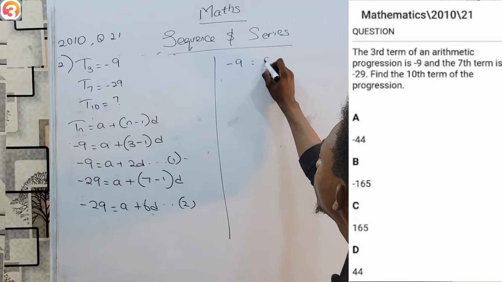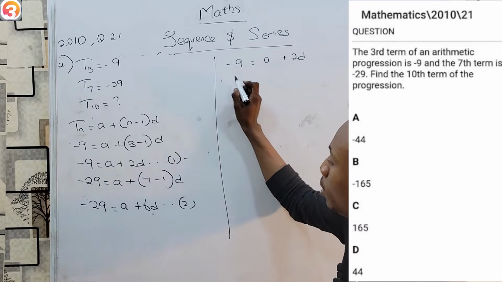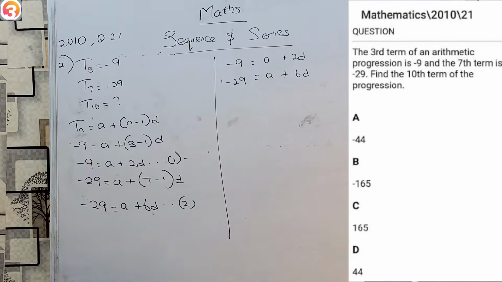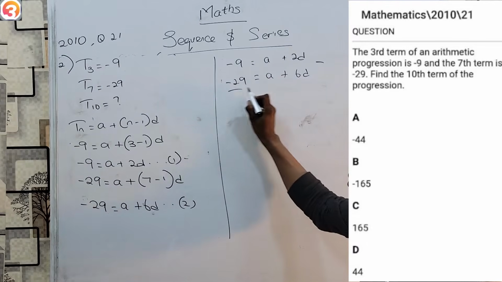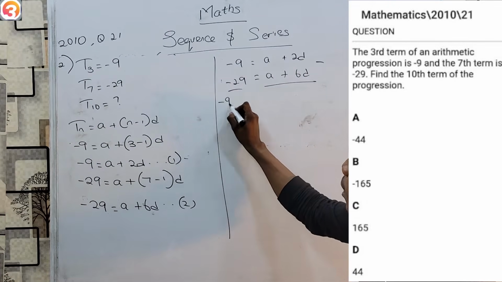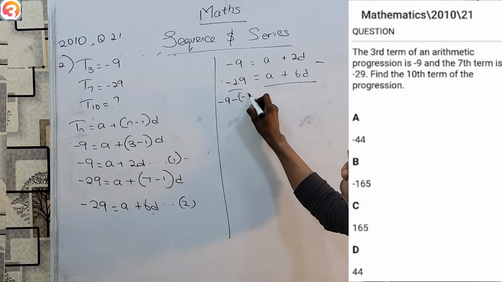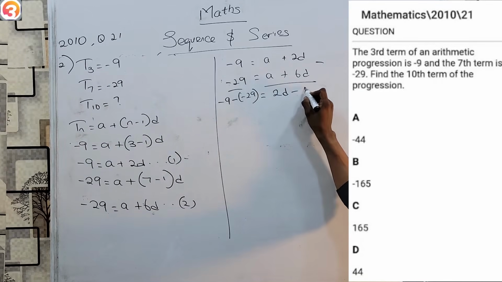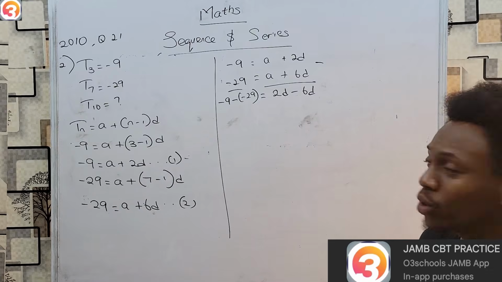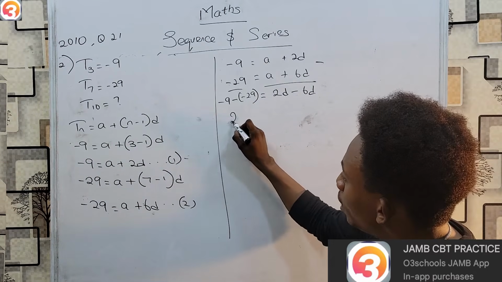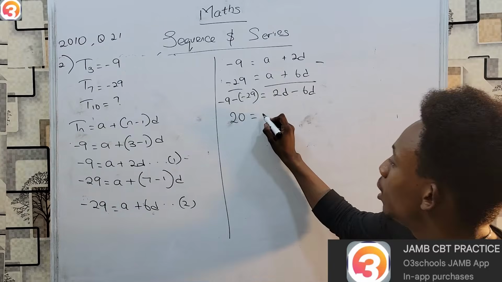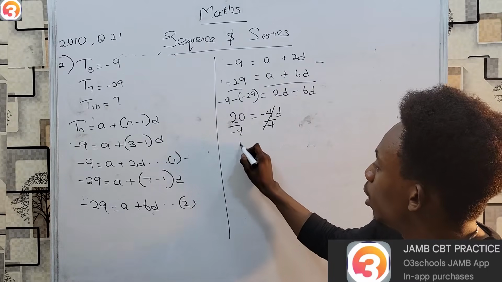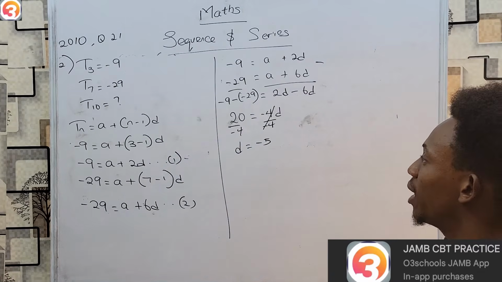Minus 9 equals a plus 2d. And the next is minus 29 equals a plus 6d. Let's do a simple elimination. Subtract both. Here I'm having minus 9 minus 29. A minus a is 0. And here will be 2d minus 6d. Minus times minus is plus. Minus 9 plus 29 is 20. 2d minus 6d is minus 4d. Over minus 4 over minus 4. And therefore d must be minus 5.